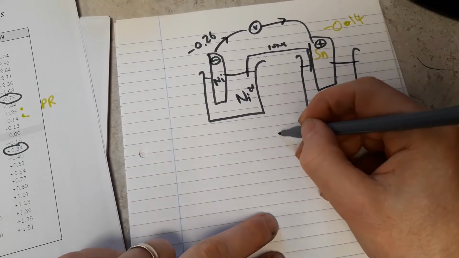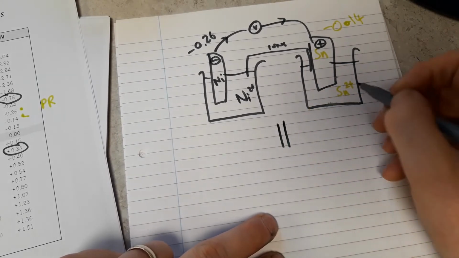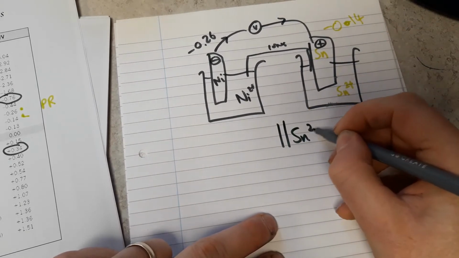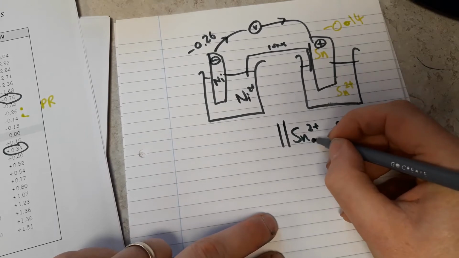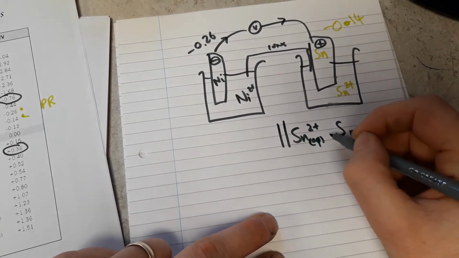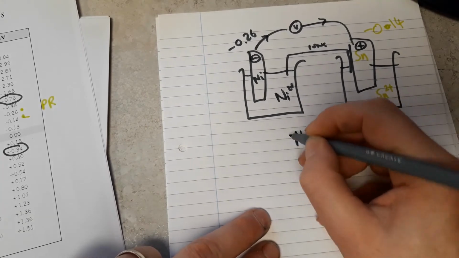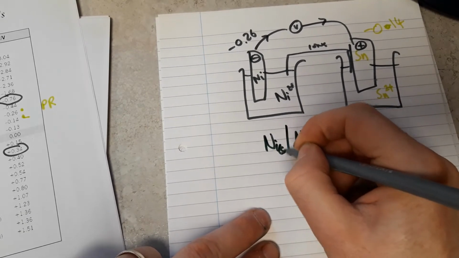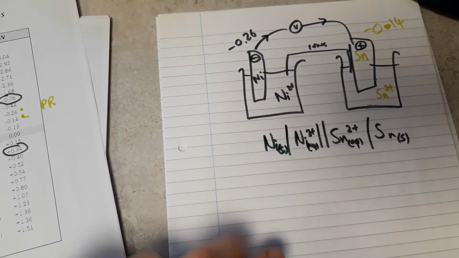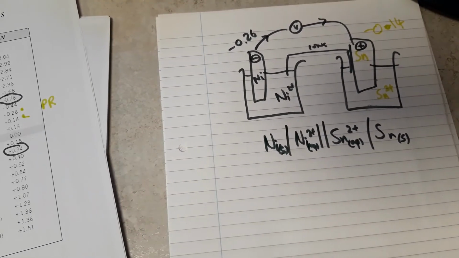How do you represent this standard? 1, 2, double line. Tin 2+ in tin. We're going to put the tin 2+ there. We're going to put the tin there. You're not going to forget your aq. You're not going to forget your solid. You're going to put a solid line between them. You're going to go Ni 2+ there. You're going to put a line. You're going to go Ni solid there. Aqueous there, solid there. What does this tell you?